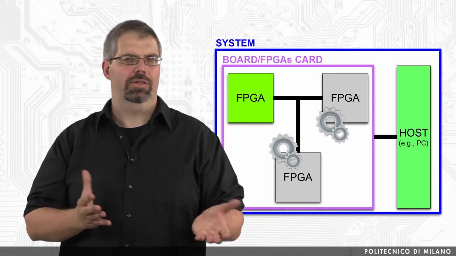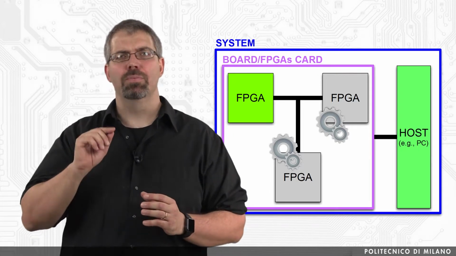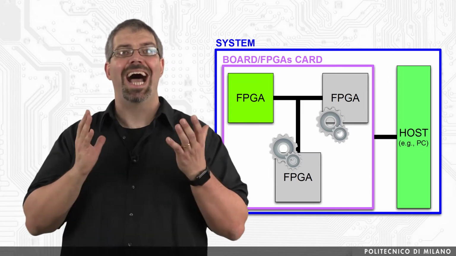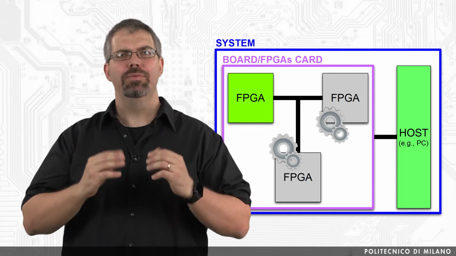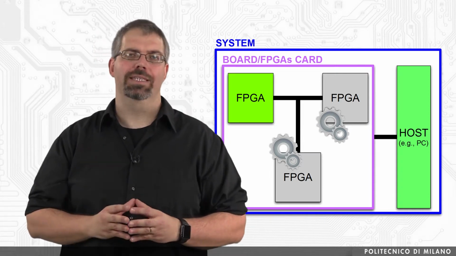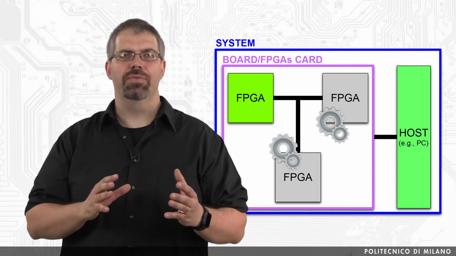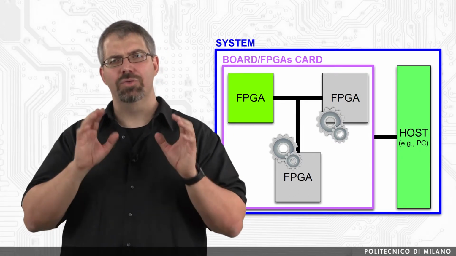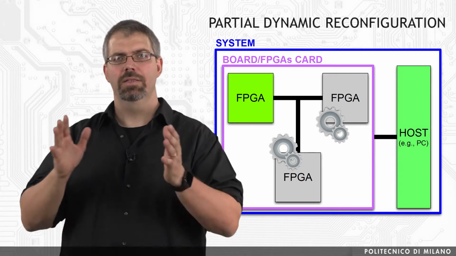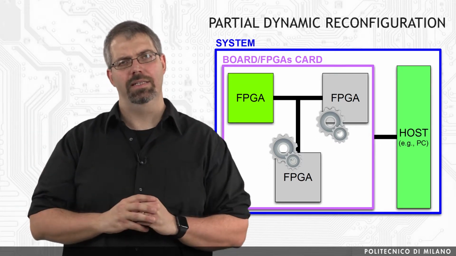We can say, to keep it simple, that to be able to properly define the kind of reconfiguration, we have first to clearly identify the edge, the border of our system. Therefore, going back to our example, if we identify with the system the set of the three FPGAs, we can now easily say that this is a partial dynamic reconfiguration case.